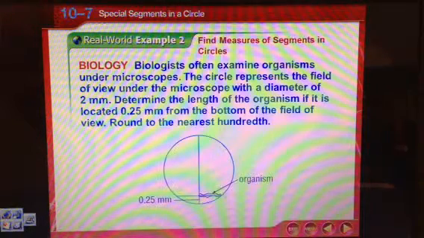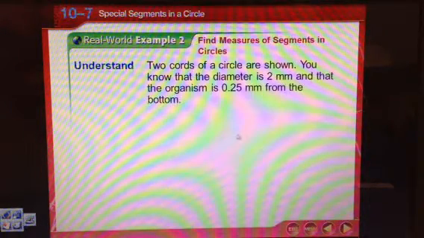So we can come up with this diagram where this measurement right here is 0.25 millimeters, and we want to figure out the length of this organism. First of all, we need to understand that the two chords of a circle are shown. You know that the diameter is 2 millimeters and that the organism is 25 hundredths of a millimeter from the bottom.